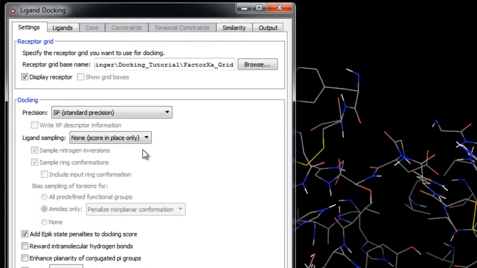Keep in mind, scoring in place should not be used with Glide XP, as full XP sampling is normally needed to avoid strong XP penalties for ligands that should be able to dock correctly.